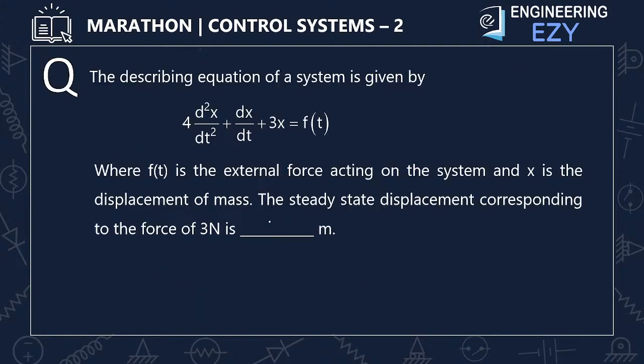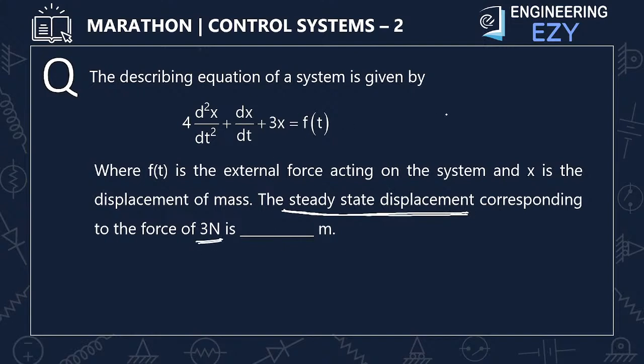Try to give the answer of this question. The describing equation of the system is given by 4 d2x by dt square plus dx by dt plus 3x is equal to f(t), where f(t) is the external force and x is the displacement in the mass. The steady state displacement corresponding to the force of 3 Newton is. It is so easy. Again, you have to apply the final value theorem. You have to take the Laplace transform and apply the final value theorem. And f(t) is nothing but the 3 Newton.